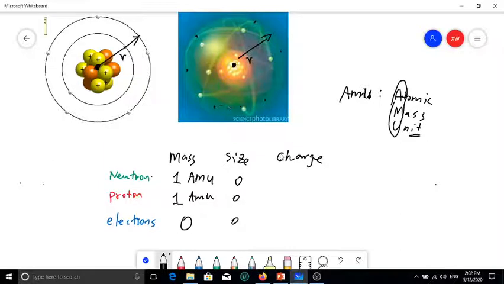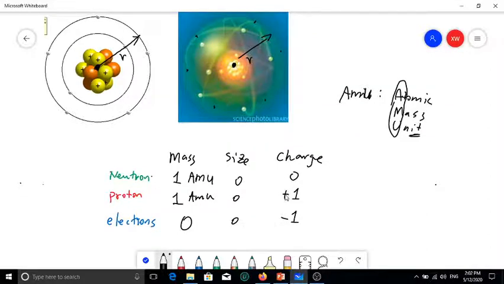Charge-wise is kind of interesting. The neutron is given the name neutron because it doesn't carry any charge, so it's neutral. The proton carries some kind of charge. The electron carries a super tiny unit of charge, not 1 coulomb or anything like that. Each electron carries the same amount of charge as the proton with the opposite sign. We define the proton's charge as positive, so the electron has the opposite sign, which is negative.